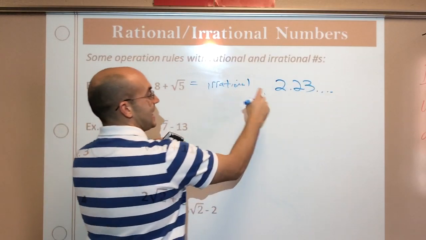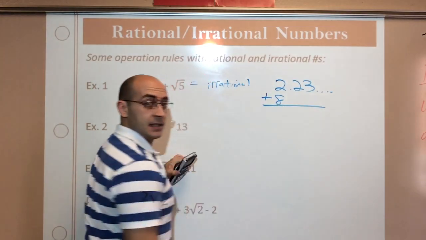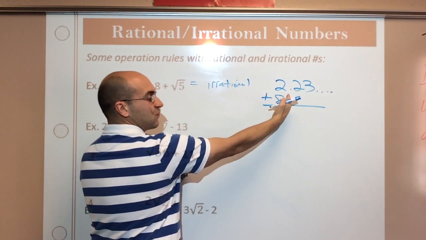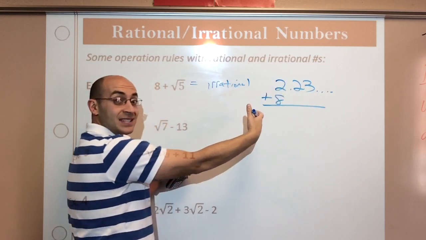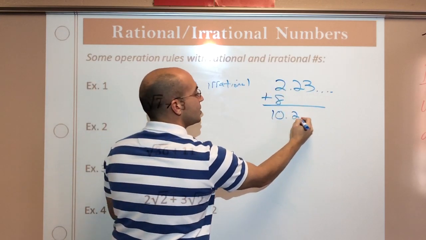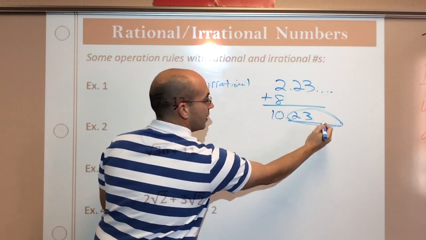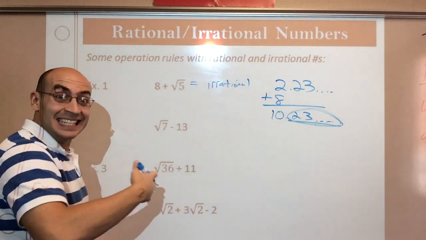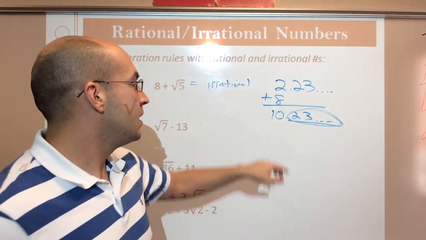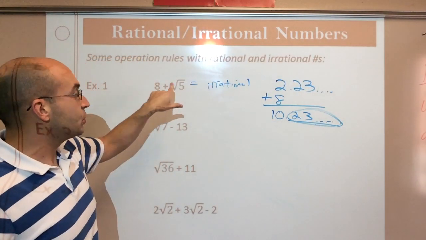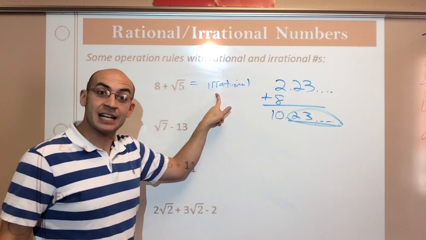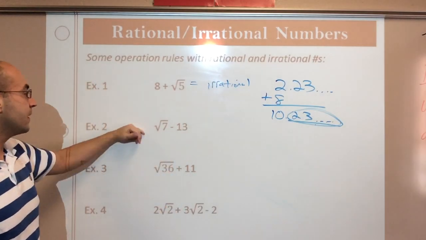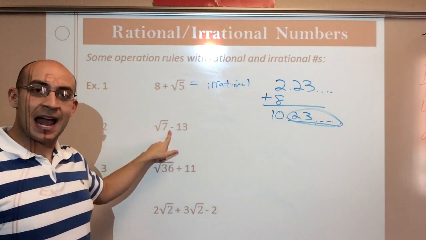If I were to add 8 to this, I'm adding 8 just to the front, to whatever is to the left of the decimal. I'm going to get 10.23, but guess what didn't change? All that nonsense behind it. That stuff behind it is what's making it irrational. So when I add a rational to an irrational, I'm always going to get an irrational number. Bam, done. Moving on. What do you think the rule is when I subtract?